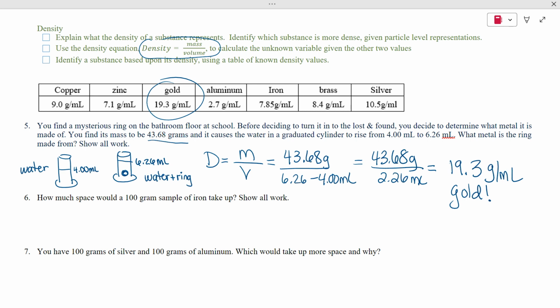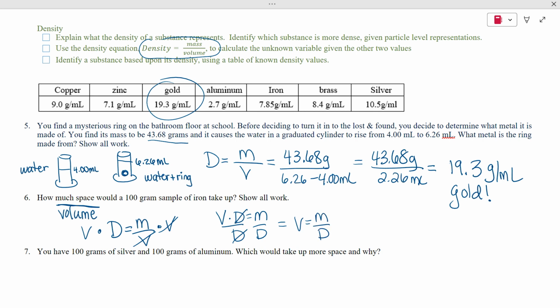This next one is a variation. Rather than calculating density, we're asked to find how much space something will take up, so that would be its volume. So I can rearrange my equation. Density is mass over volume, and I'm going to multiply both sides by volume. Let's walk through the algebra real quick. That's volume times density equals mass, but I want to solve for volume. Sorry, so I'm going to divide both sides by density. Boom, and it ends up like this: volume is the mass over the density.